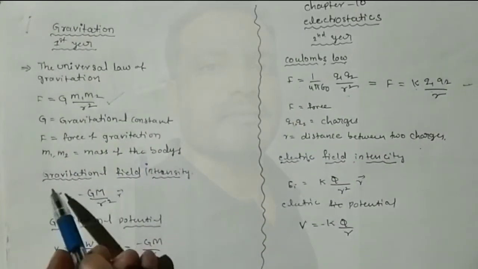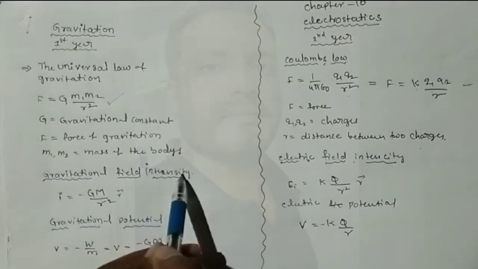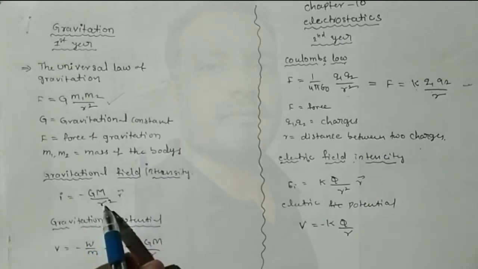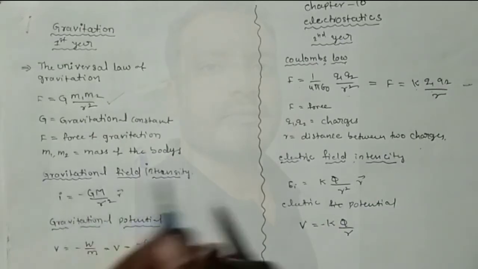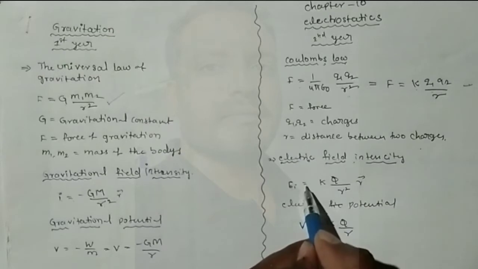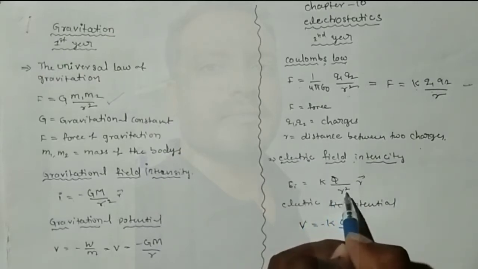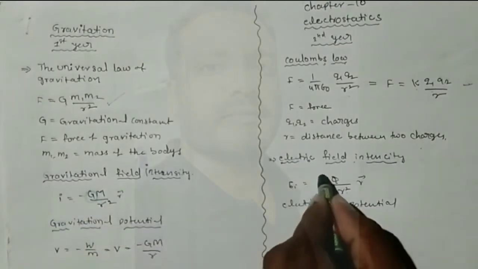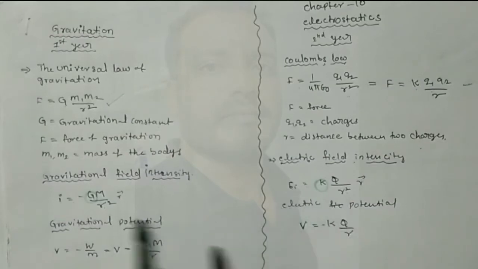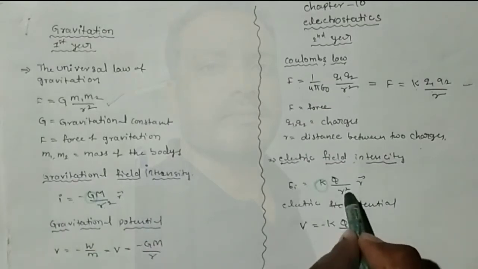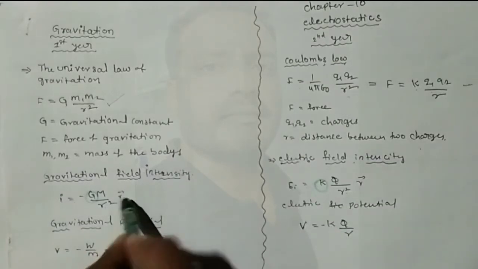Again, gravitational field intensity I is equal to G m by r square, right? In the same way, electric field intensity E is equal to k q by r square. Here both are constants. G is constant and k is constant, right? m is replaced with q, and this is also r square. It is easy to remember. If you know this formula, you can remember this formula also.